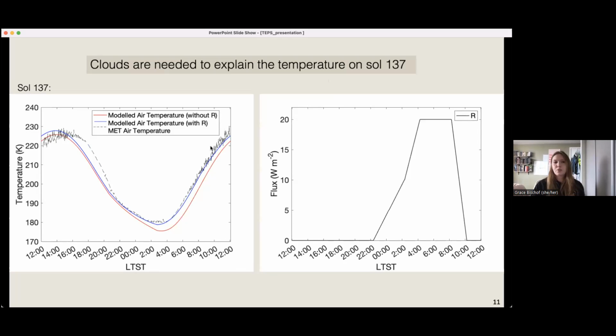On the other hand, on Sol 137, the model temperature with R set to 0 is a few Kelvin colder than when we introduce R into the model. And so this represents the onset and dissipation of clouds throughout the night. And so as you can see, you would need at least 20 watts per meter squared of thermal emission from clouds for the model temperature to explain the Met air temperature from 10 p.m. to 10 a.m.